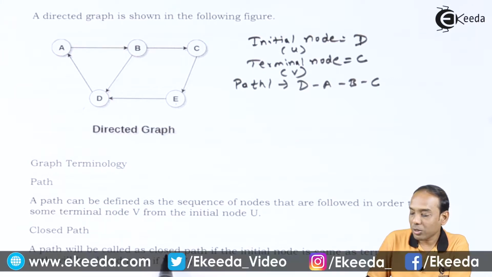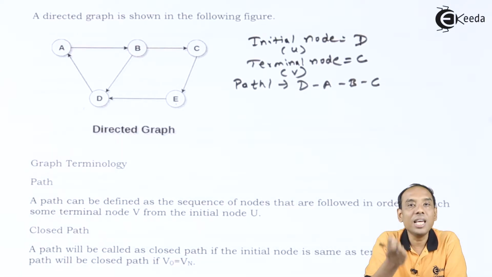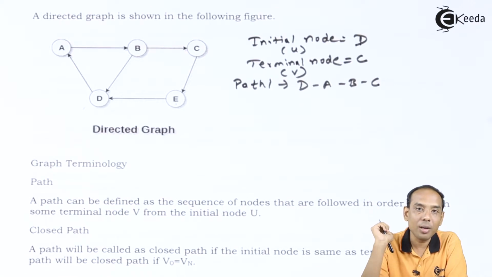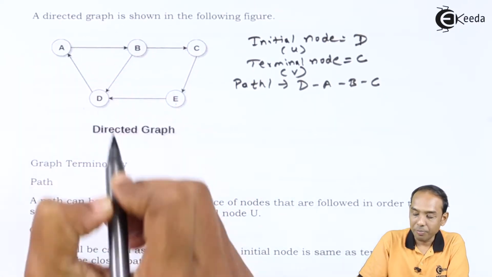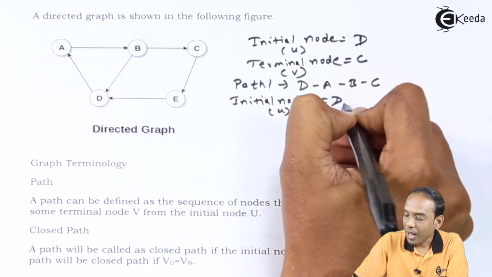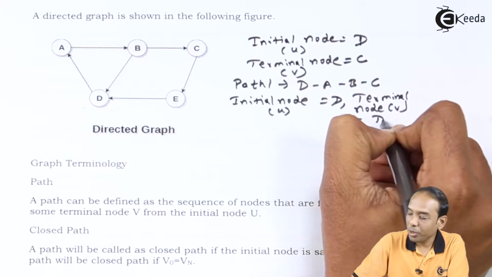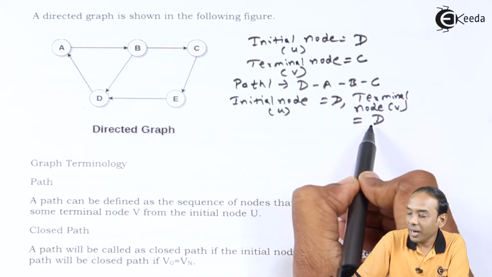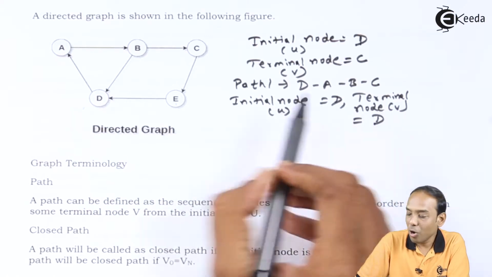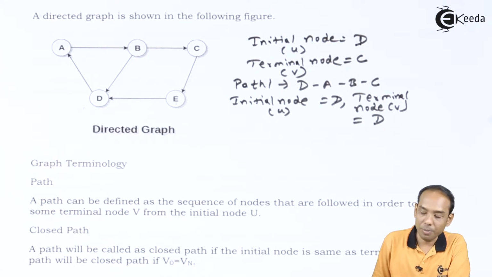Let us look at the closed path. A path is called a closed path if the initial node and the terminal node are the same. Let's take again the example of the node D. Our initial node in this case is D and our terminal node is also D. As you can see, our initial node and terminal node are both the same. We want to start with D and reach back to D. Let us look at what paths are possible.